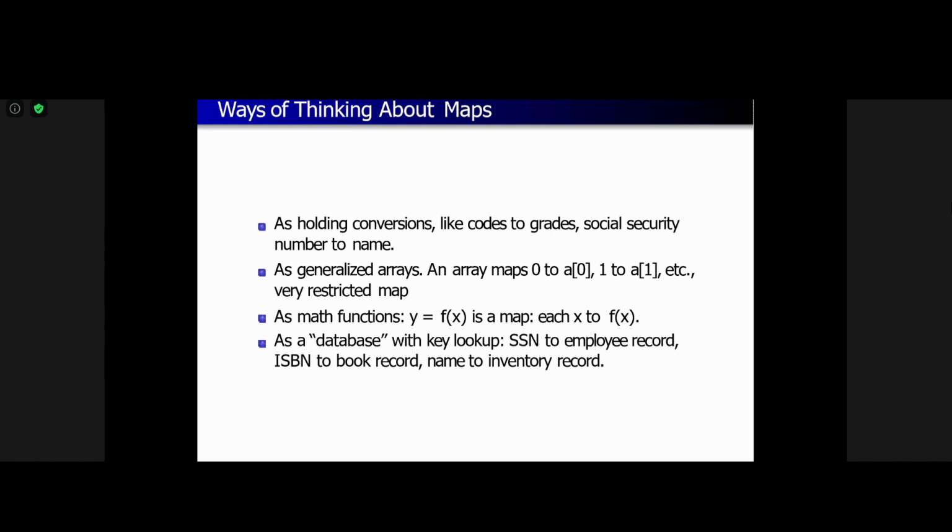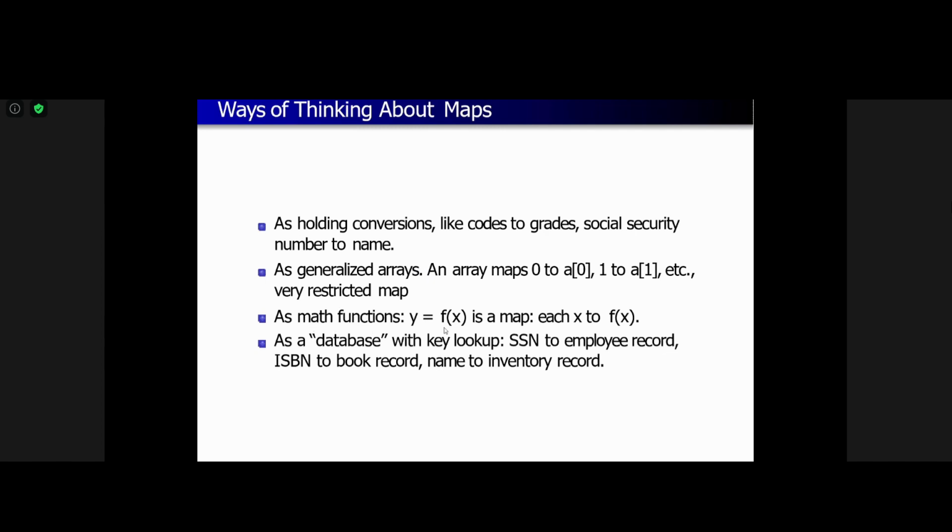You know, what is it good for? You can hold conversions, social security names. You can think of them as generalized arrays. Or you can think of an array as a map. An array maps 0 to A of 0, 1 to A of 1, and so on. But that's very restrictive because it can only use integers, at least in Java. But with maps, you can use any type.